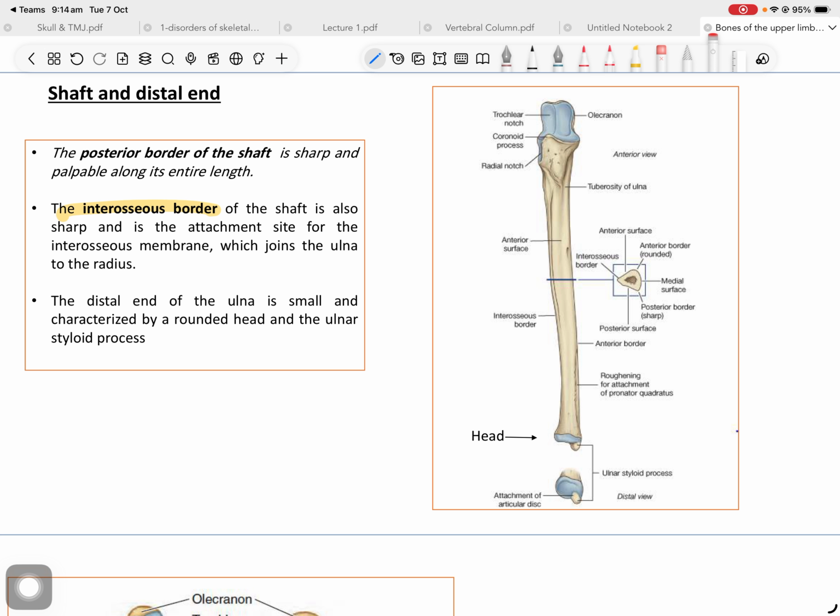What about the distal end? We said the distal end is narrower compared to the proximal end. It has a head. This head, we said, articulates with the radius at the ulnar notch. Then we have here the styloid process of the ulna. Here, inferiorly, there is articulation with the disc. We call it the articular disc, which separates the ulna from the carpal bones and is excluded from the wrist joint. Okay?